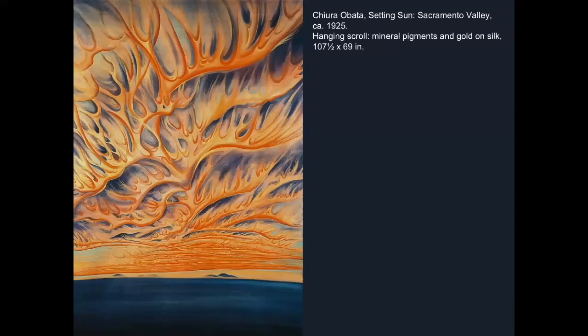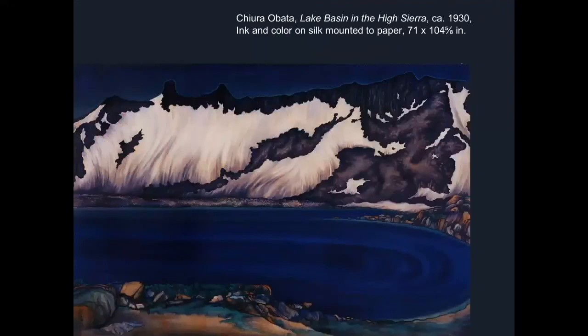And the artist Chiura Obata is a very prominent artist. He lived long. I will show you his years a little bit later, but he's extremely talented. When he arrived in the U.S., he actually had a little bit of training as a Japanese traditional painter, and then he developed his skills further. But he mainly painted landscape painting. So this is the Sacramento Valley, when the sun sets, right? And then he also painted the high Sierra, the Sierra Nevada mountains.